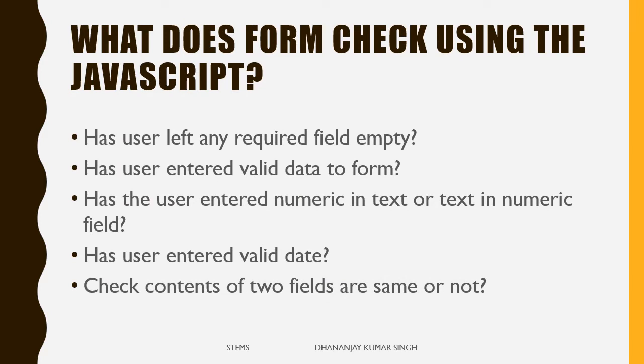What does the form check using JavaScript? What can you do using this JavaScript? It can check whether the user has entered the field value or not. If the field is empty, it will give a message. It also checks whether the user has entered valid data or not. If the data is not appropriate as per the demand, then it will show the appropriate message. Third, has the user entered numeric in the text or text in the numeric?